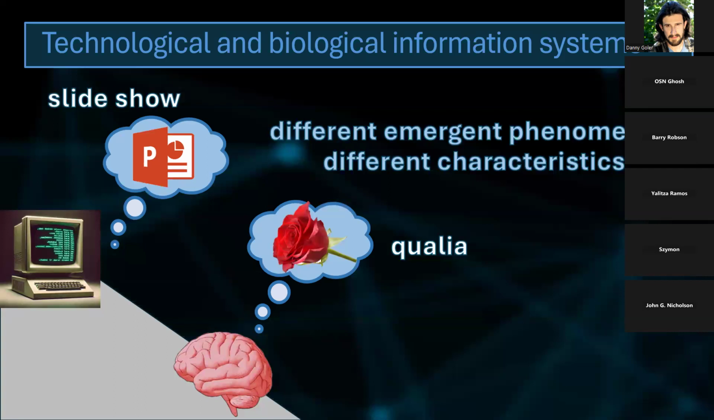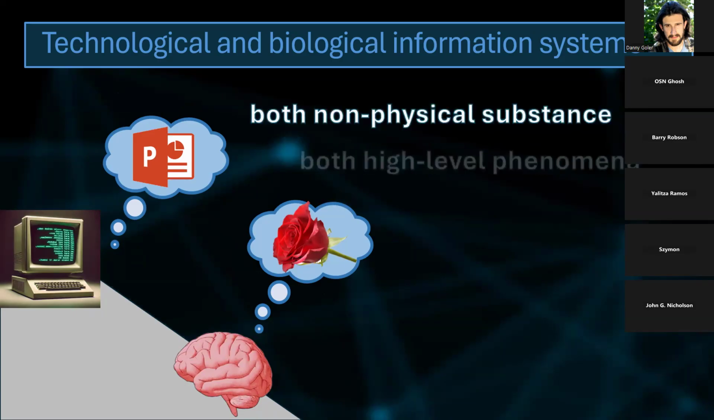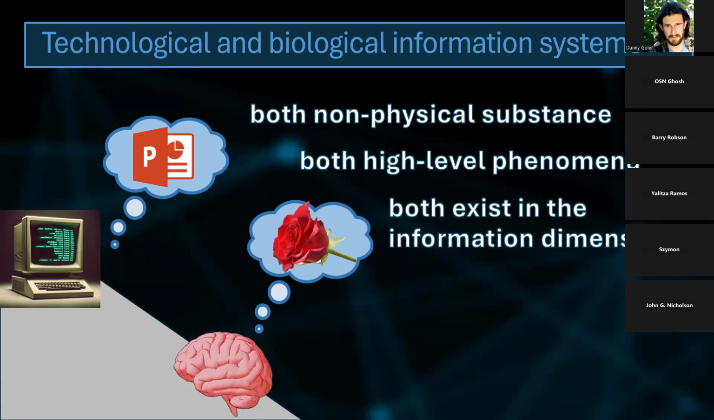So, similarities and differences. Certainly what I'm not saying in this case is that PowerPoint software is aware or something. These different things in the information dimension have very different emergent properties, different characteristics. In the case of consciousness, we have qualia. In the case of PowerPoint, we have slideshows. Very different things, but all of them informational and high-level phenomena in this information dimension.